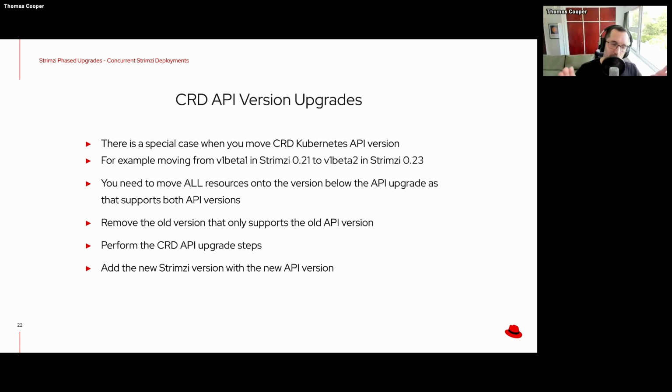Now that sounds complicated, but if you follow the pattern I was just talking about, whereby once you've moved everything onto the newest version, you get rid of the old version, you run any extra steps that Strimzi says you need to do at that version, like a CRD upgrade, and then you install the new version. If you follow that pattern, then you'll probably have this covered as well. But it's something to bear in mind, because at some point in the future, we're going to be moving to Strimzi API version v1.